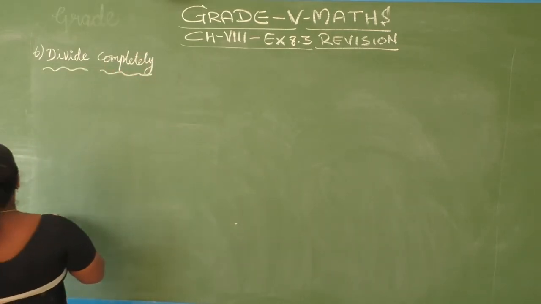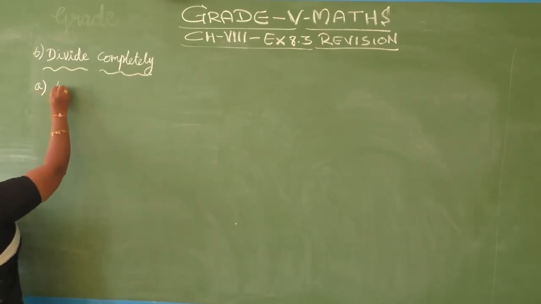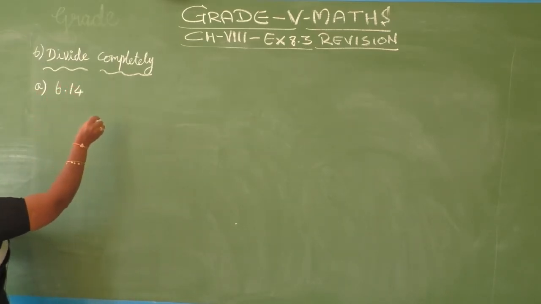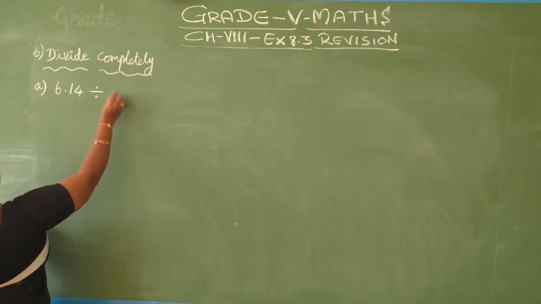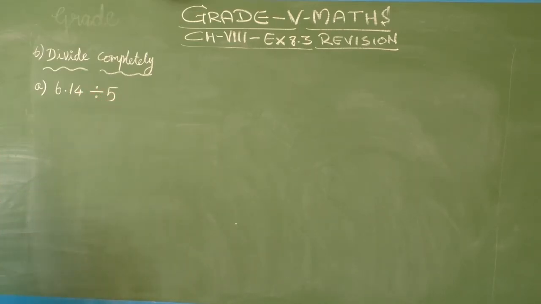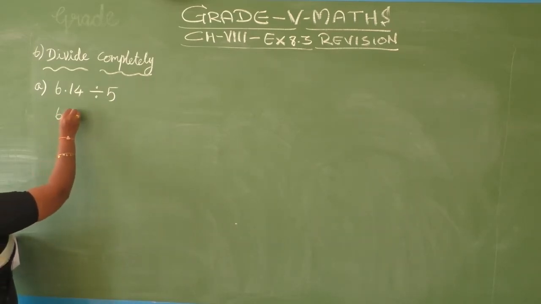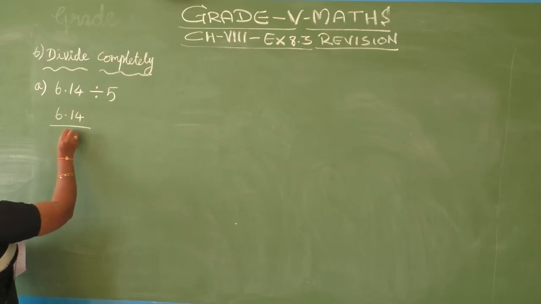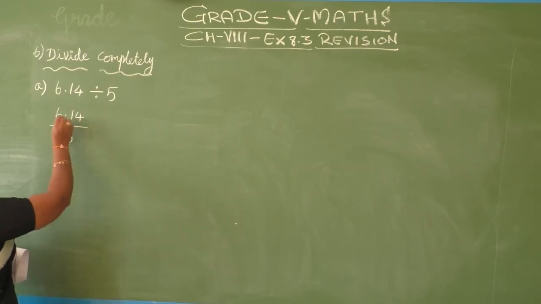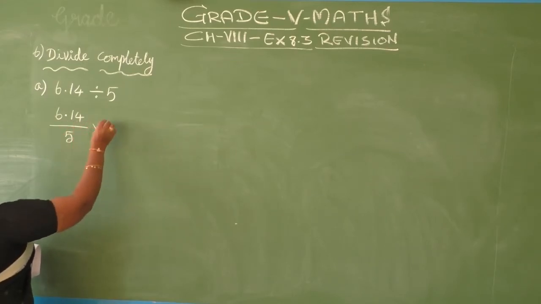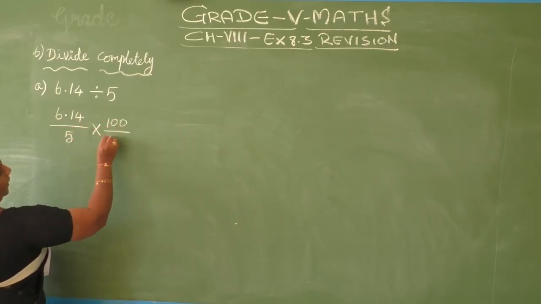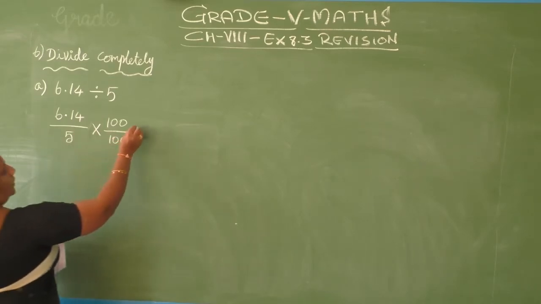See the first one, 6.14 divided by 5. This is also as usual. First we have to make the 6.14 decimal a whole number. 6.14 divided by 5. Here after the decimal point you have 2 places, that means tenths place, hundredths place. So I am going to multiply these numbers by 100 over 100. So what will come?